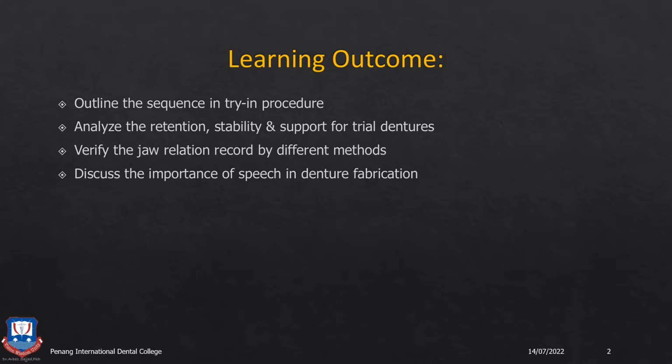You should be able to analyze the retention, stability and the support of trial dentures. You should also be able to verify the jaw relation records by different methods. That is, usually you need to verify whether the centric is accurate with the teeth setting that you have done, whether the vertical jaw relationship, that is vertical dimension of occlusion, is correct or not. And you should also discuss the importance of speech in denture fabrication. That is, the patient's speech phonetics should not be impeded by your teeth arrangement.